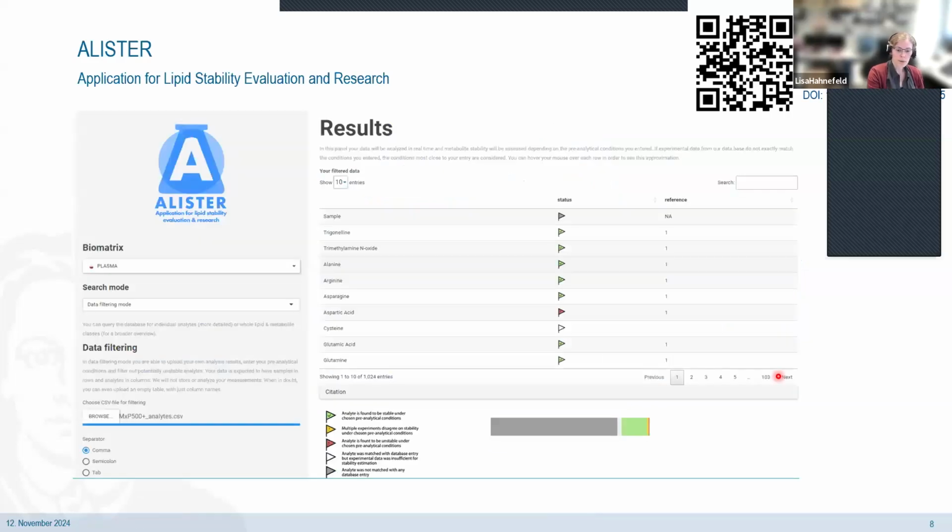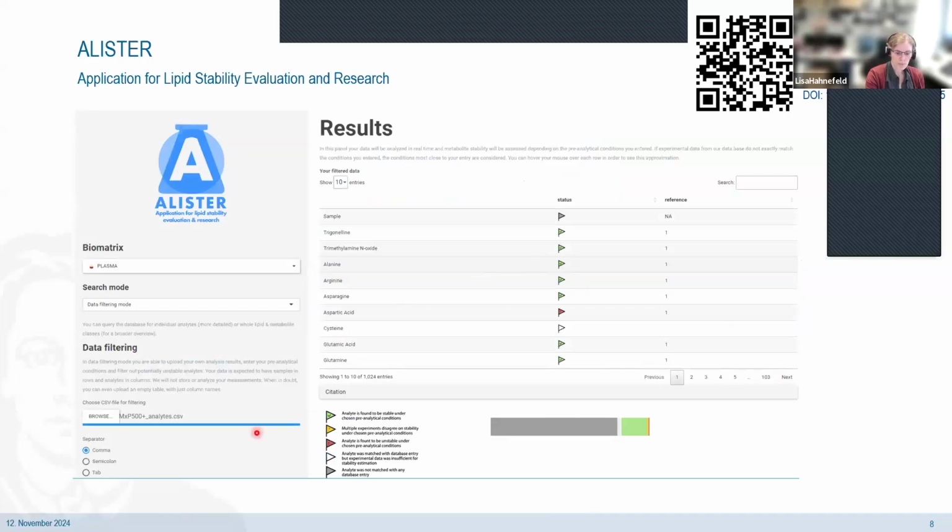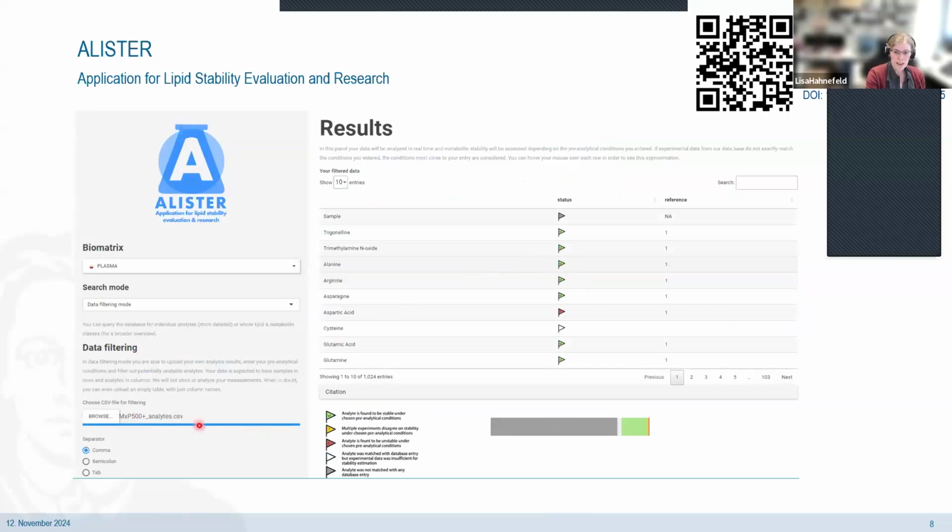So maybe to make this a little bit more relatable for you, I have here an example. Using the data filtering mode, I tried to upload the compound list of the extended MXP Quant kit, and I entered some pre-analytical conditions which seemed feasible. Here you can see the status label for each of these compounds. The first thing you will realize is that most of them are gray, which means they did not find a match in the database.